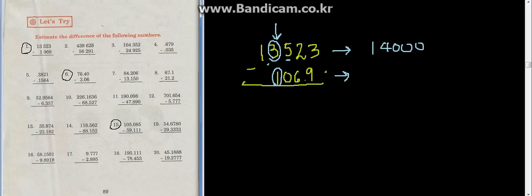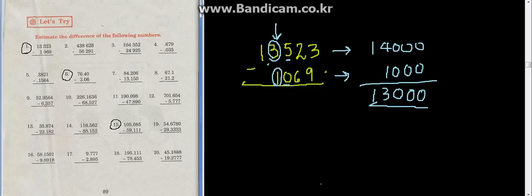And for the second number, we have a 0 to the right of 1. So we just follow rule 2, and we don't add anything to this 1. It just stays as it is, and we change all the other numbers to 0. So you have 14,000 minus 1,000, which is very easy to compute. You just have to subtract 4 minus 1, 3, and 1. So it's going to be 13,000.